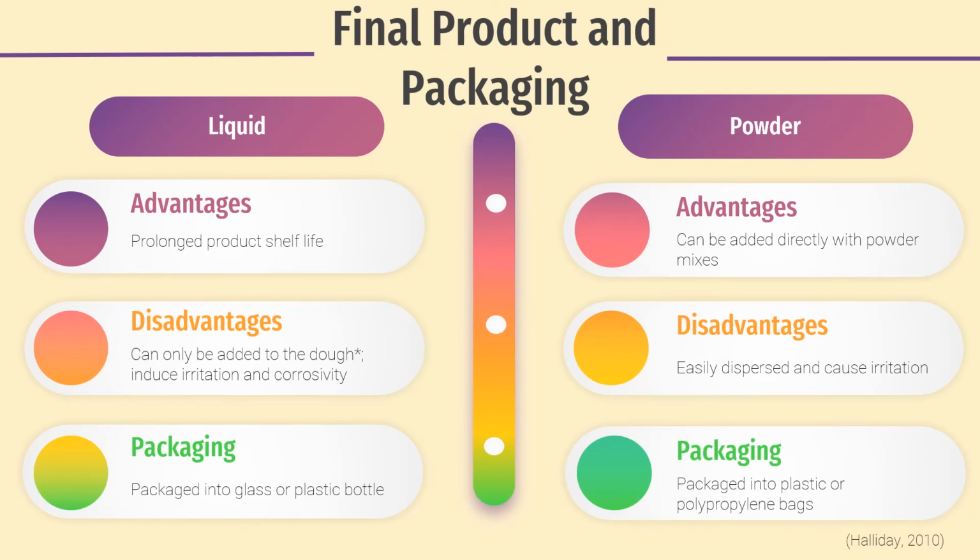The advantage of liquid form is prolonged product shelf life. However, it is corrosive and can induce irritation. Moreover, in the food industry, liquid lactic acid can only be added to the dough, while powder can be mixed directly with powder mixes. However, the disadvantage of powder form is that it easily disperses and can cause irritation. The packaging for liquid form can be glass or plastic bottle, while powder form is packaged in plastic or polypropylene bags.